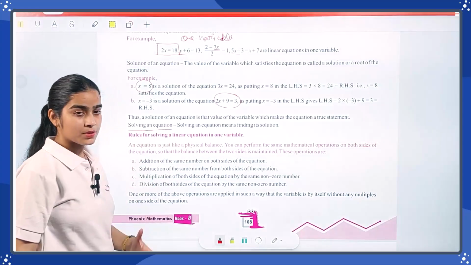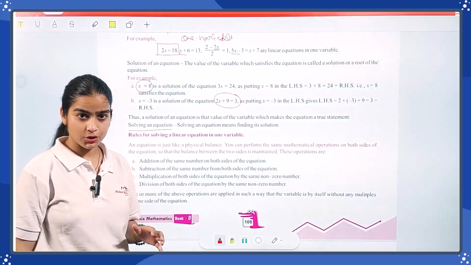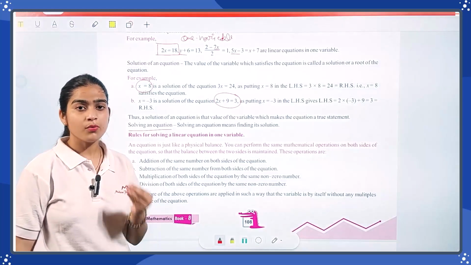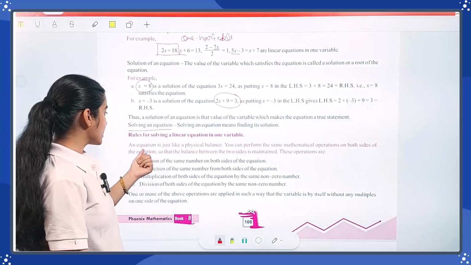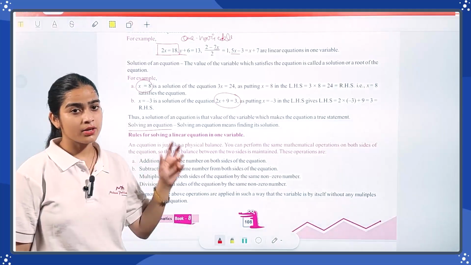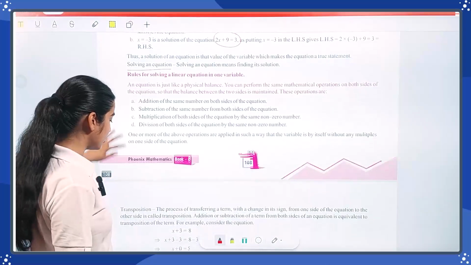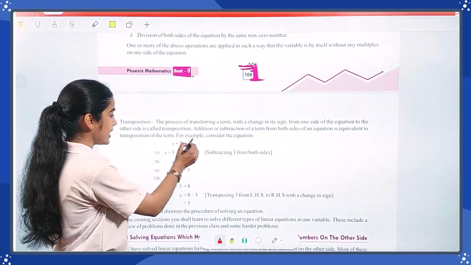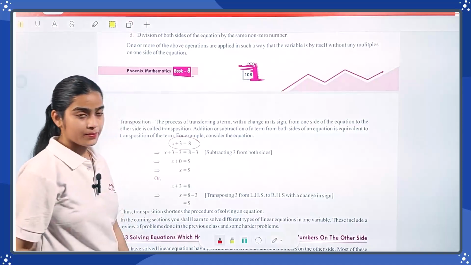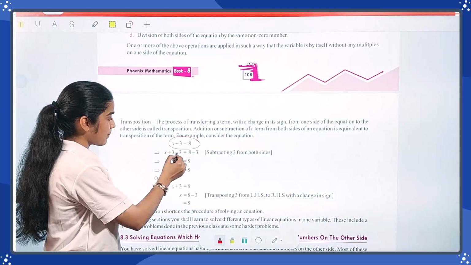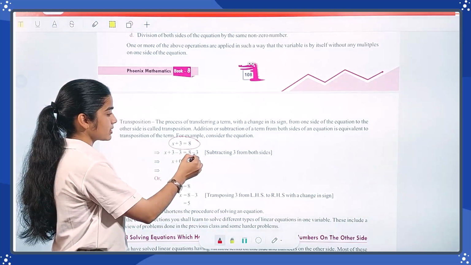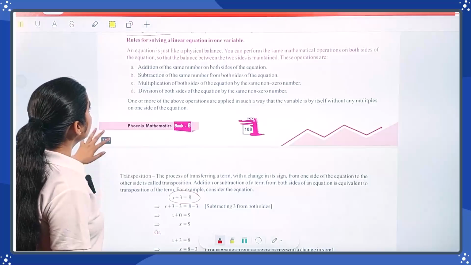Solving an equation. Now we have some steps for how to solve an equation. We will take an example to understand these steps, and with that we are going to learn them. First of all, I'm taking this example: x plus 3 is equal to 8. The first step is x plus 3 minus 3 is equal to 8 minus 3. This is your method.